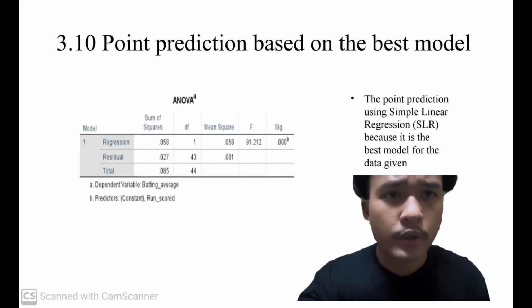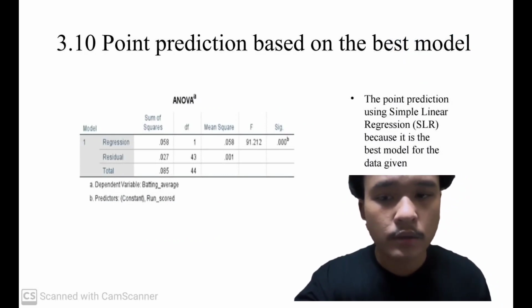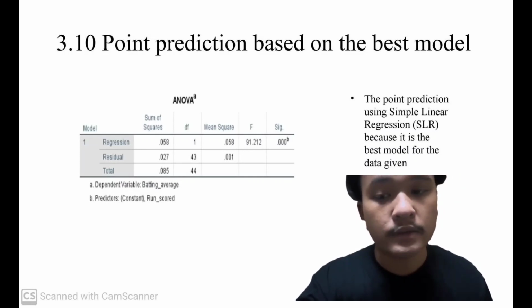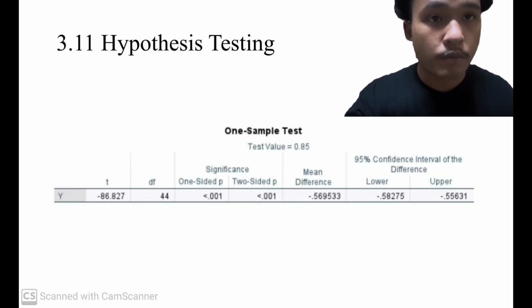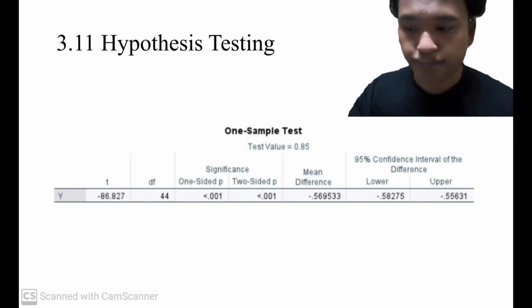Okay, for the point prediction, as you can see on the slide, the table shows the point prediction using simple linear regression because it is the best fitted model for the data given. For the hypothesis testing, the null hypothesis is that the value is equal to or smaller than 0.85, and the alternative hypothesis is that the value is bigger than 0.85. That's all for my part. Thank you.